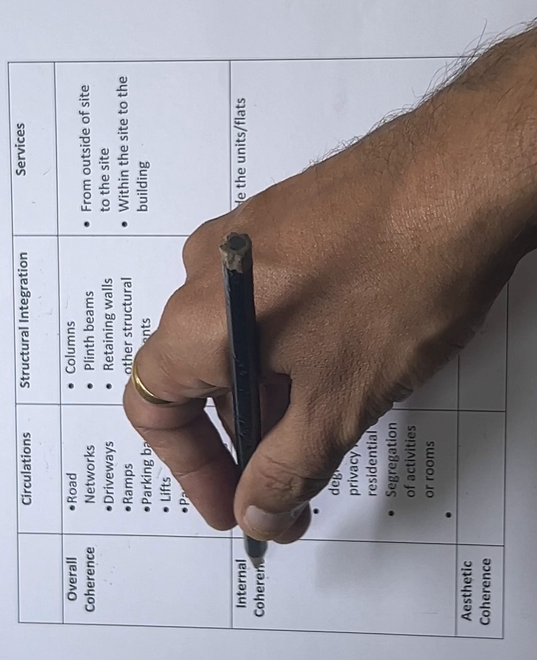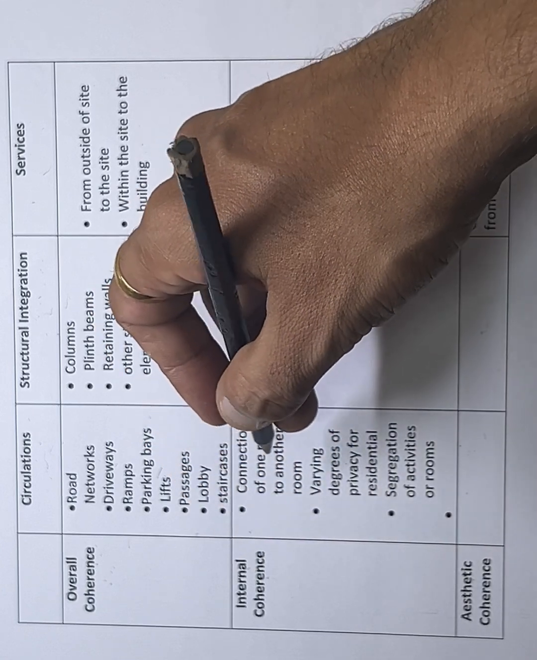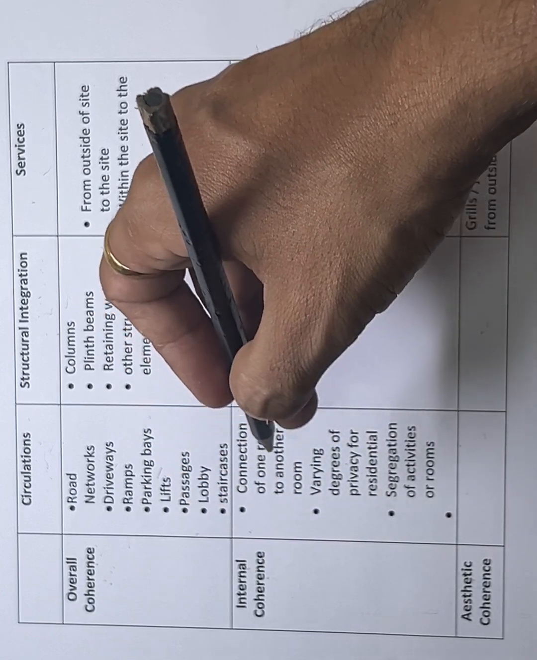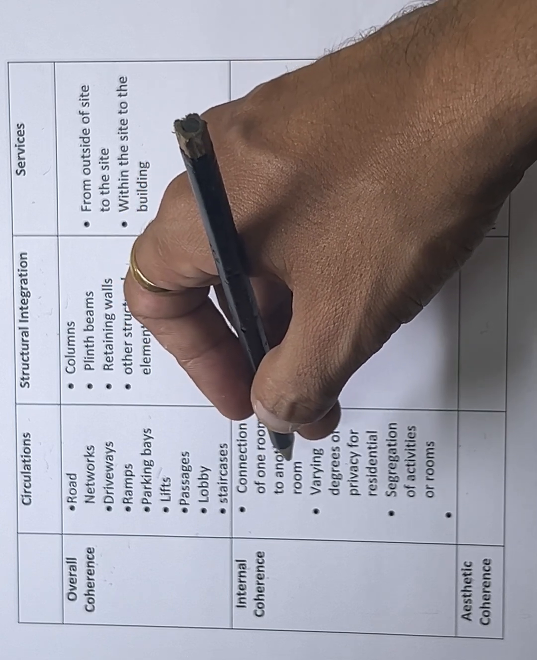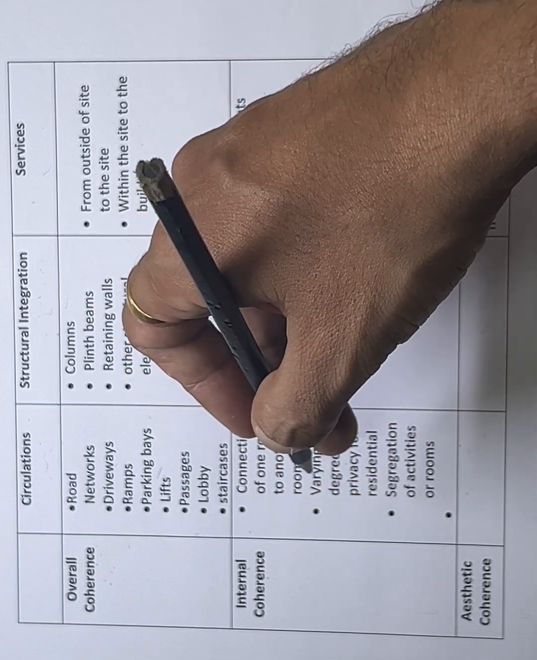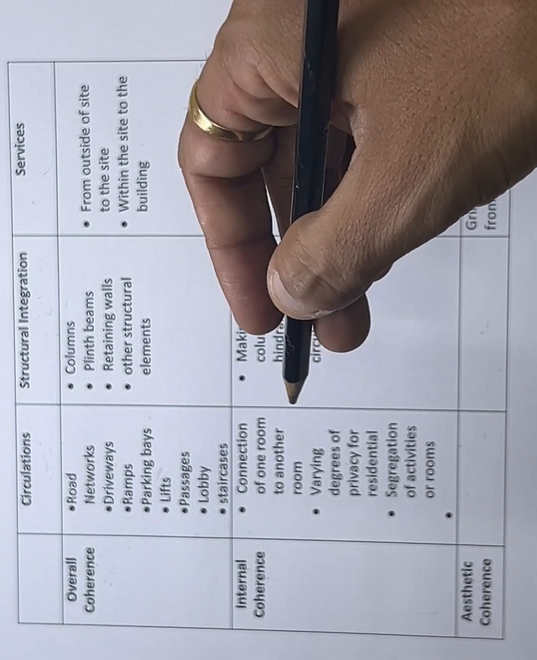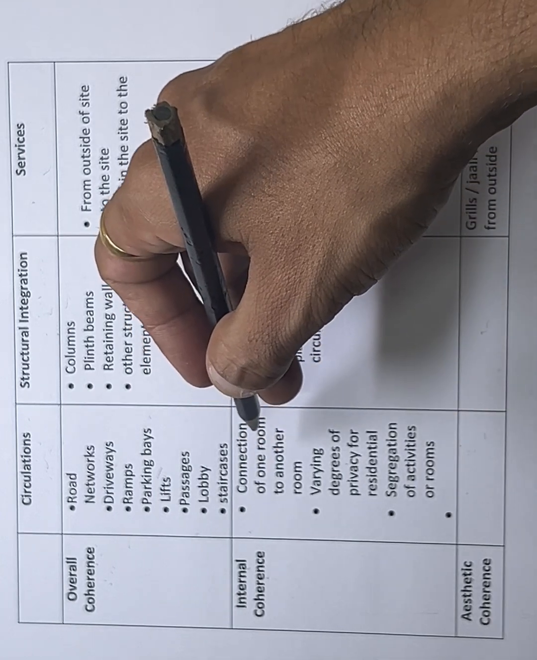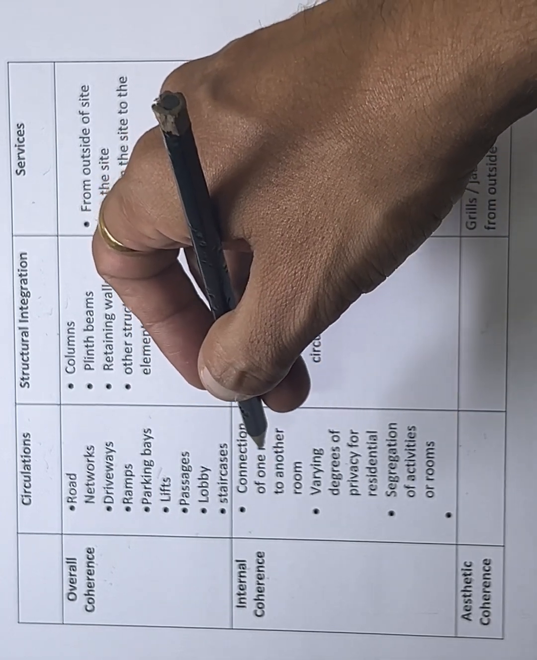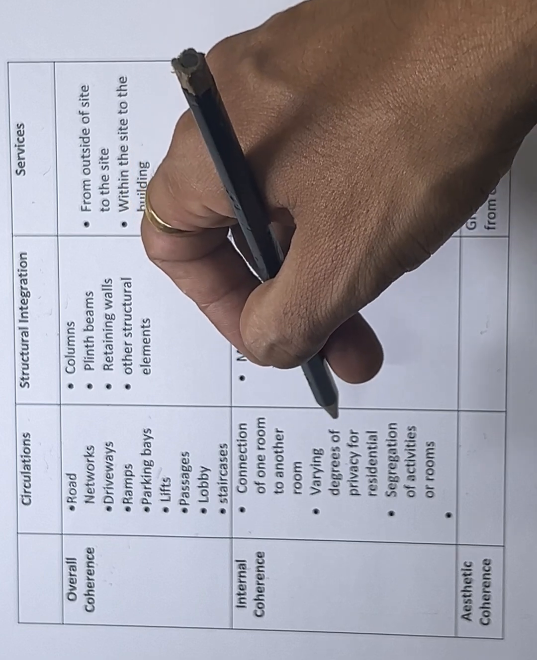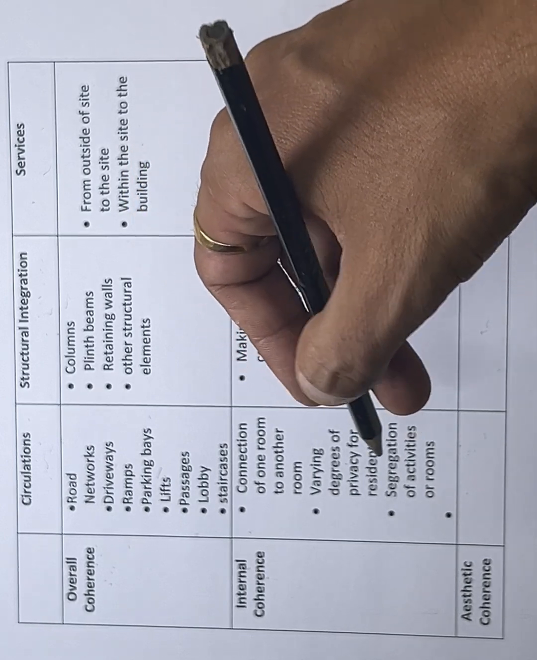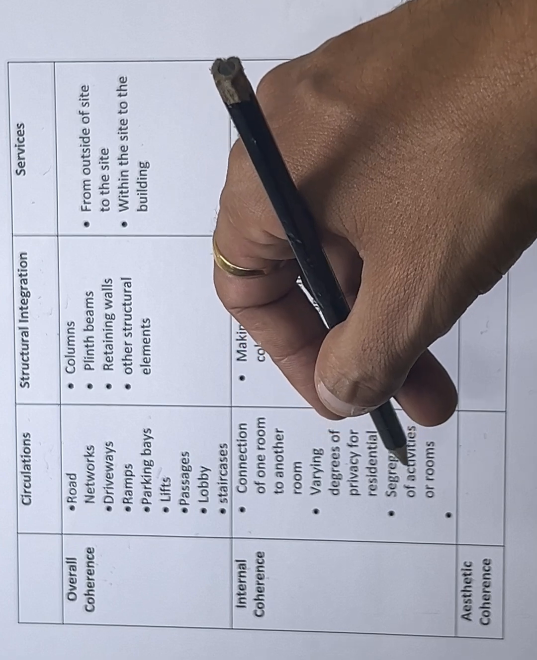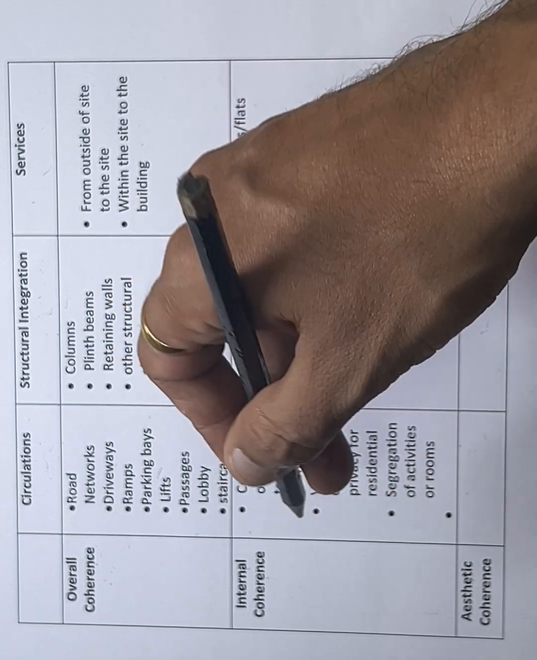Then we would go to internal coherence, where from the main door of the apartment or flat, you would go inside the apartment, and then you would have internal circulations in that apartment. So within that apartment, we would have connections from one room to the other. There are varying degrees of privacy within that unit, and then there should be a good segregation of activities and rooms, which will help us achieve internal coherence.